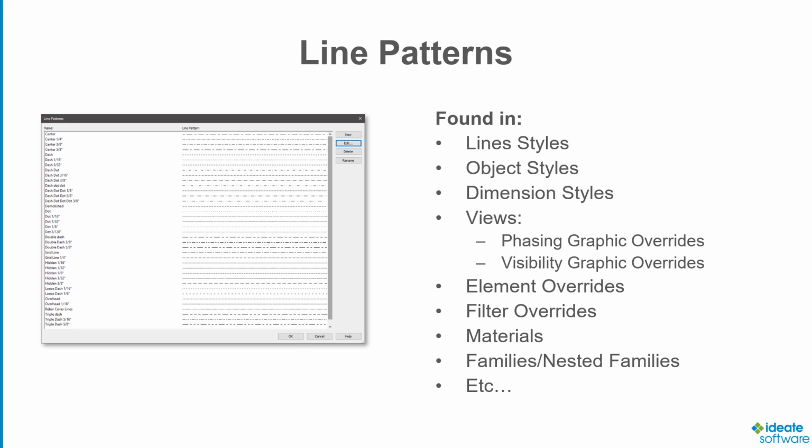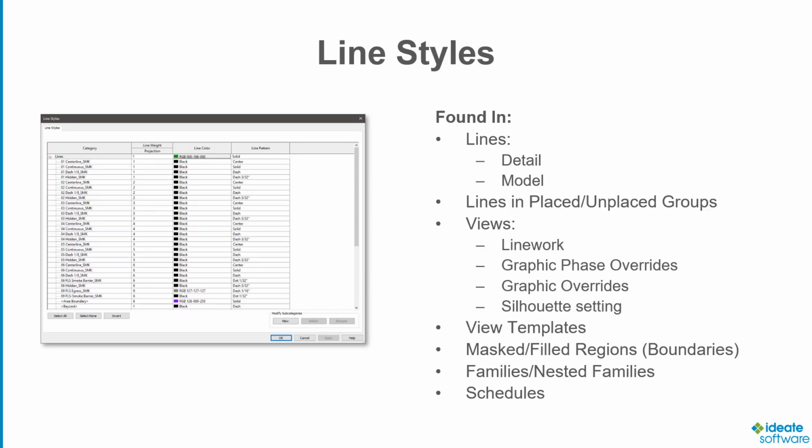But then they're found in object styles, and even in the dimension styles, which is a whole other thing in and of itself. And in your views, right? Your phasing graphic overrides. So when this list starts getting out of control, this stuff starts getting out of control as well. So be very well aware of what you're doing here. I'll show you how you can clean some of this stuff up. Then we are actually talking about line styles, right?